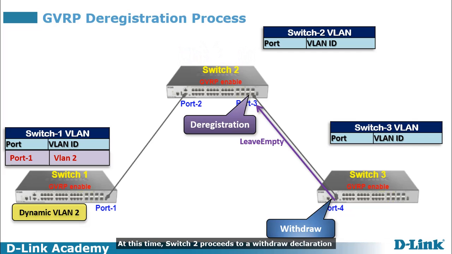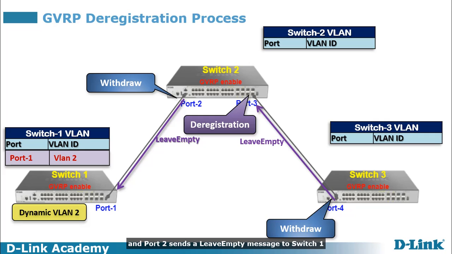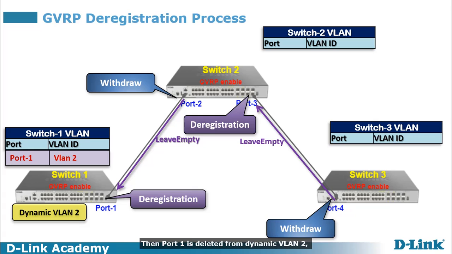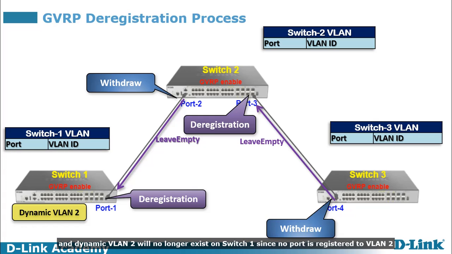At this time, switch 2 proceeds to a withdraw declaration and port 2 sends a leave empty message to switch 1. After port 1 of switch 1 receives the leave empty message, port 1 deregisters VLAN 2. Then port 1 is deleted from dynamic VLAN 2, and dynamic VLAN 2 will no longer exist on switch 1 since no port is registered to VLAN 2.